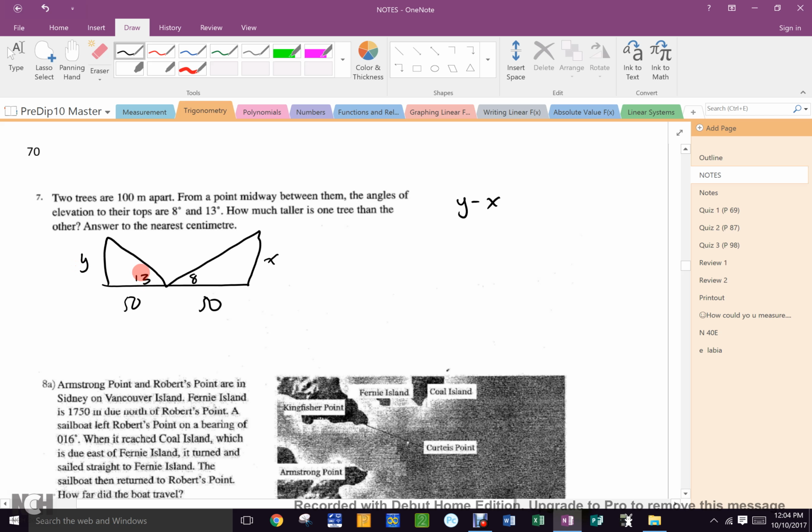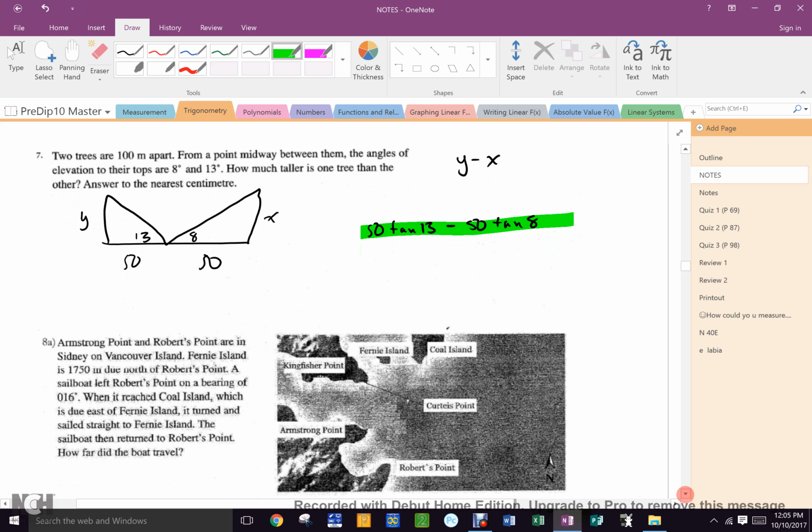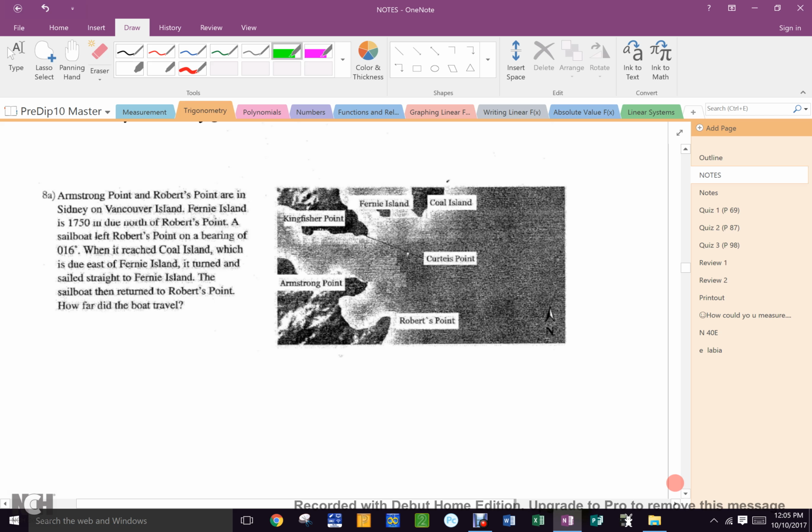The point I'm trying to make is the side that is using tan 13 is the taller side. Yeah? So it was 50 tan 13 minus 50 tan 8 to get the answer. And the answer is something like 4 meters, I think. 5 meters. Again, it doesn't matter because I am more interested in this part. Everybody cool?